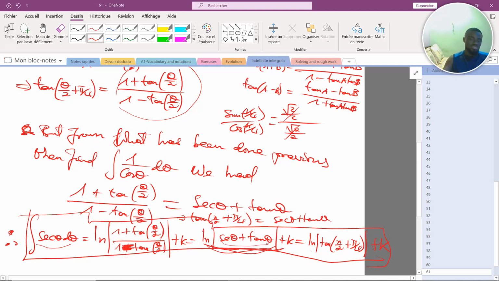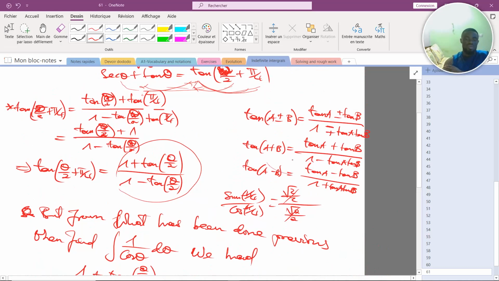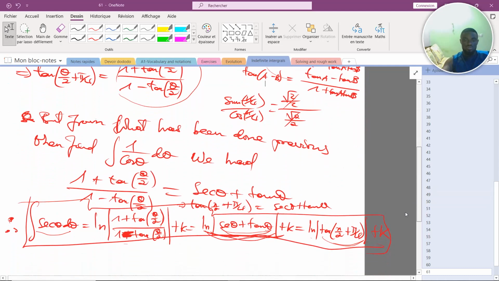Sec theta plus tan theta. If you are also asked to prove that ln of sec theta plus tan theta plus a constant k is equal to ln of the absolute value of tan of x on 2 plus pi on 4 plus k, what you basically have to prove is that what is inside here must be equal to this. You get what I'm saying? And I gave you some formulas there that can be very helpful. So that was all for this question.